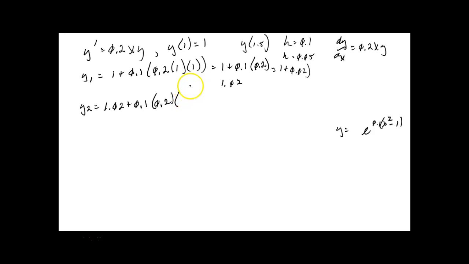0.02 times your x. Oh, and this is the reason I wrote that. X1 is equal to 1.1. Go up by one increment. So 1.1 times your y1, which is 1.02.